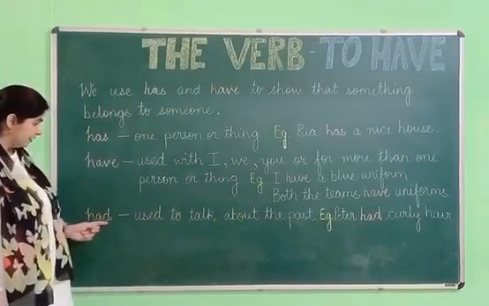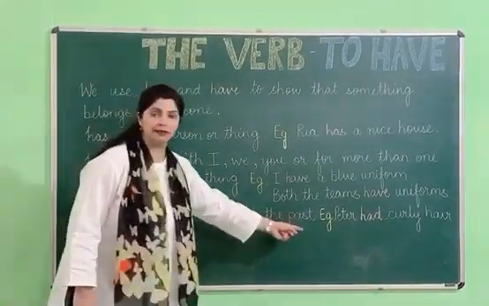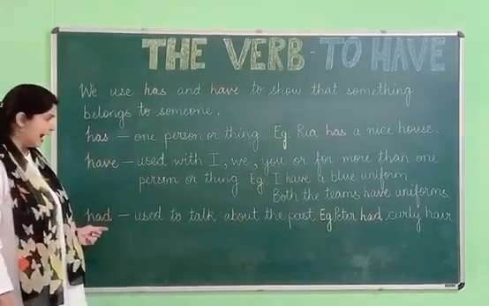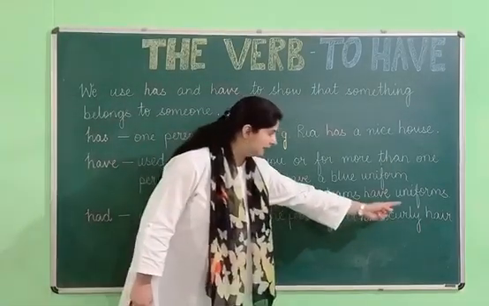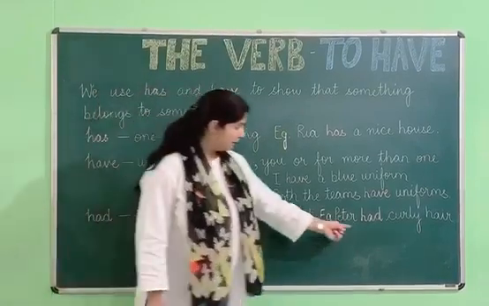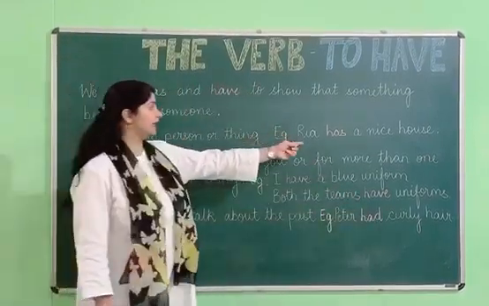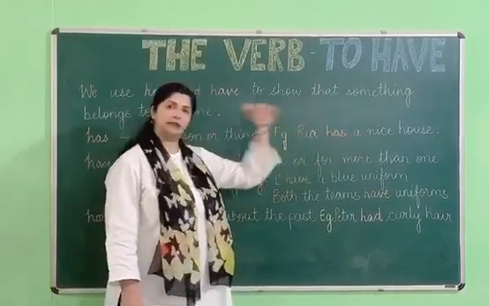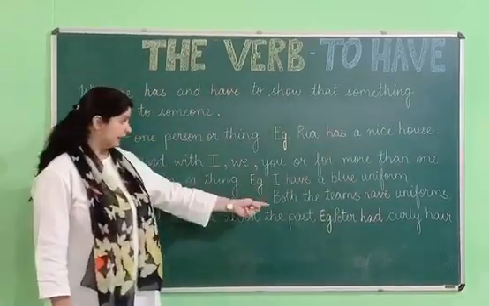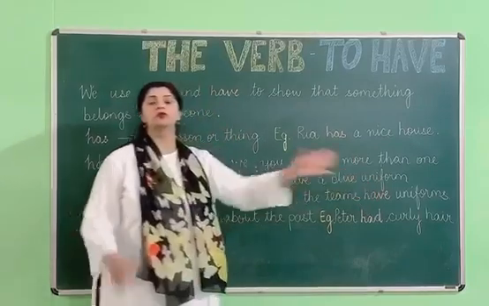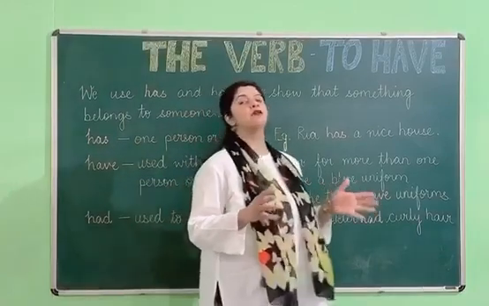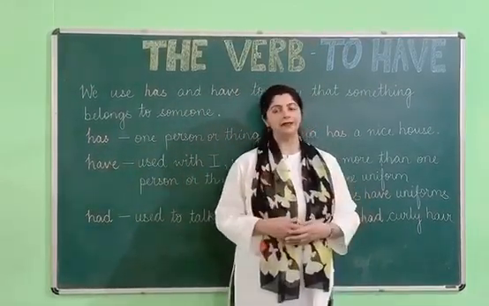Then had, which is used to talk about the past. Like I told you, something which has already been done, we use the word had. Peter had curly hair. Peter's hair was curly, but now maybe he's bald. So Peter had. You could always use Ria had a nice house. It happened in the past. I had a blue uniform. I had it. Then both the teams had uniforms. You're talking about something in the past. So children, we have studied the forms of the verb be and have.